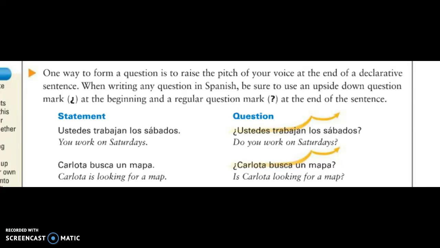Ustedes trabajan los sábados. You could do the exact same thing, however, raise the pitch of your voice at the end to make it a question. ¿Ustedes trabajan los sábados? And here's the second example. Carlota is looking for a map. Carlota busca un mapa. To form that into a question, you would simply say, ¿Carlota busca un mapa?